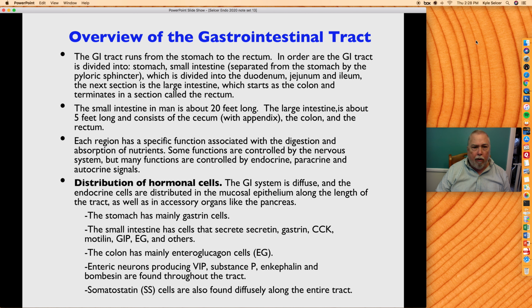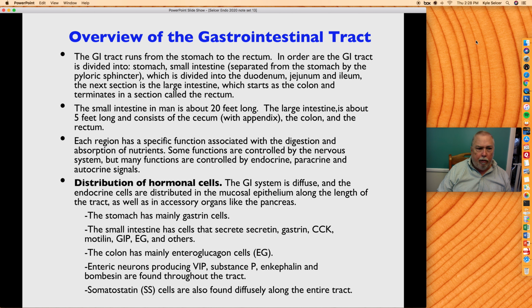At the junction of the small intestine and large intestine is a little side pouch called the cecum, and the cecum has an extension on it called the appendix. The small intestine in man is about 20 feet long. The large intestine is about 5 feet long and consists of the cecum with the appendix on top of that, the colon, and then the rectum. Each region has a specific function. We're going to focus mainly on the stomach and small intestine for our regulation today.